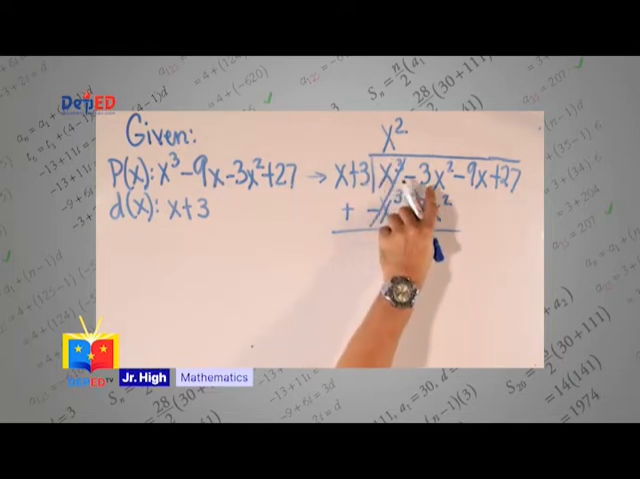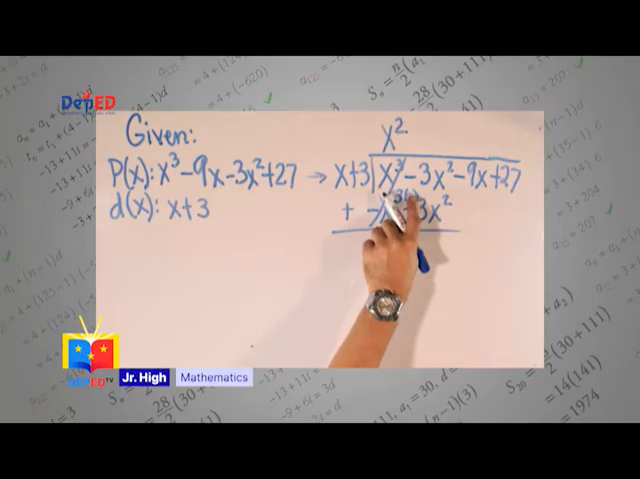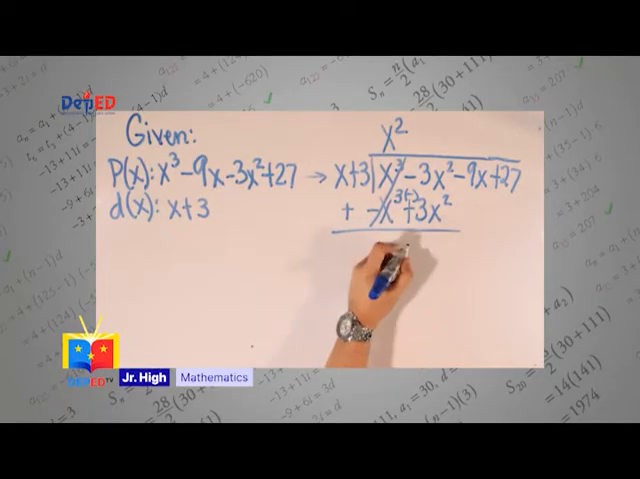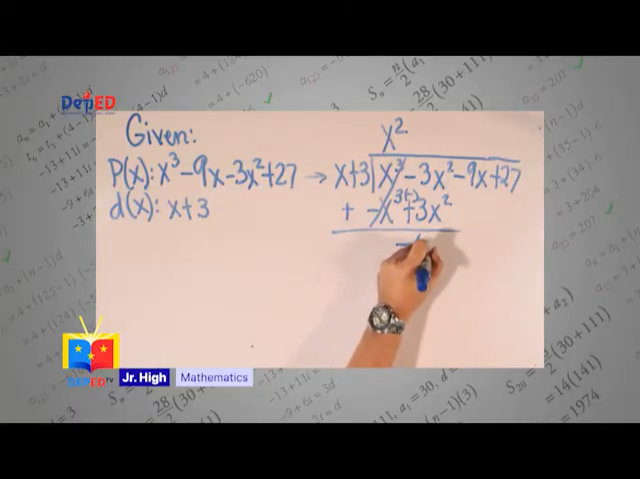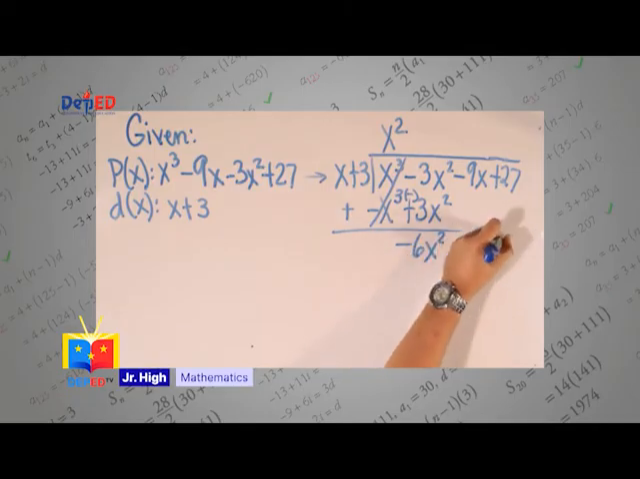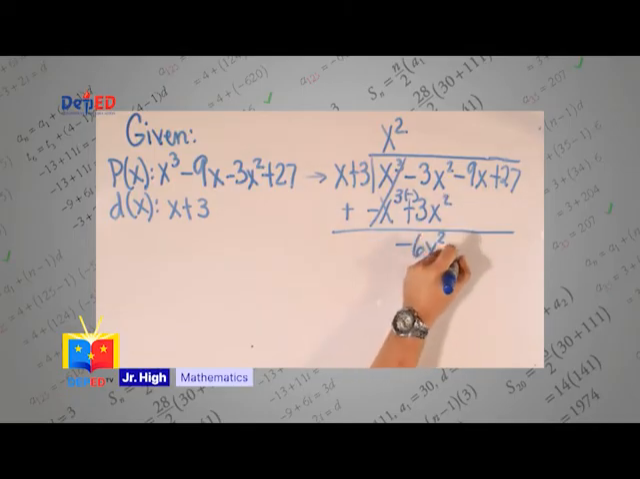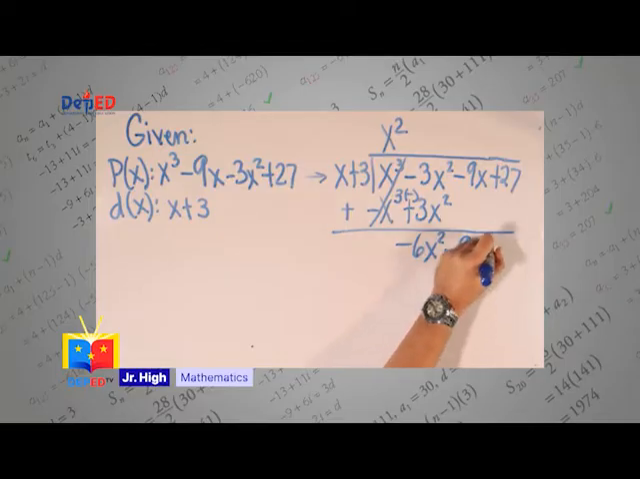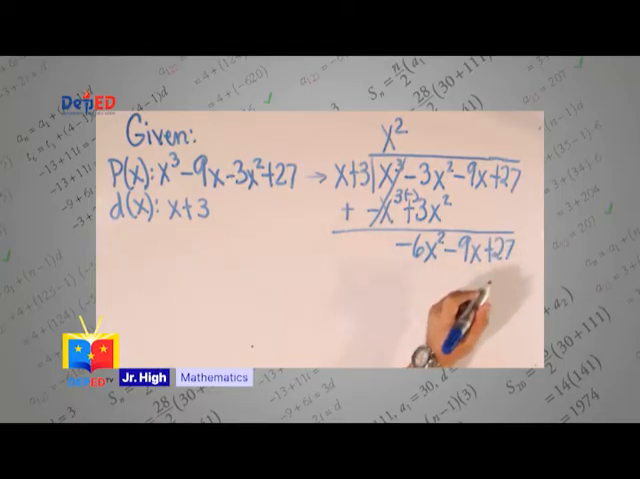Negative 3x squared plus negative 3x squared, that's negative 6x squared. And then bring down the remaining terms. That's negative 9x plus 27. This will be our new dividend.